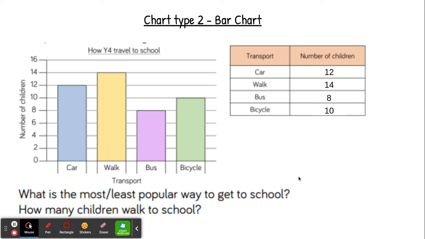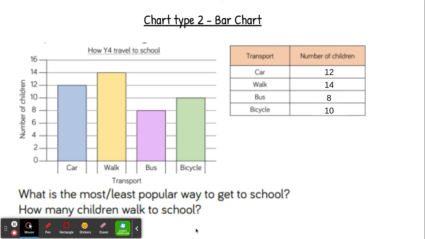Now, finally, remember we are interpreting data. That means we're reading it and we're coming to conclusions. So what is the most and least popular way to get to school? Very easy to see in a bar chart. This is the highest bar, so walking is the most popular. This is the lowest bar, so taking the bus is the least popular.